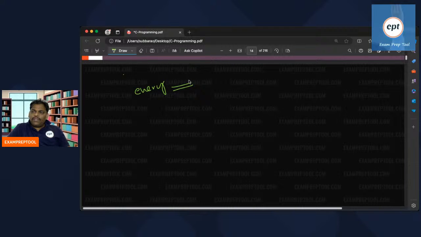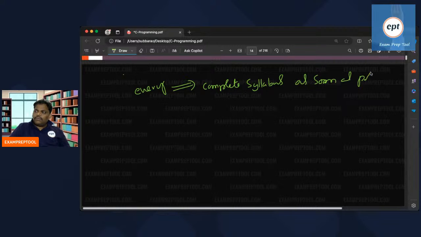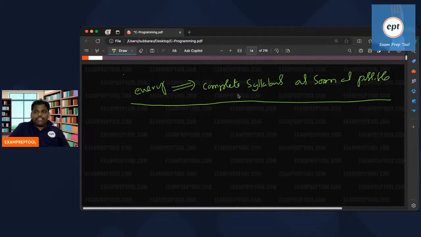Everyone, I am suggesting, complete the syllabus as soon as possible. This is the major line which will decide your rank. So preferably complete the syllabus as soon as possible.